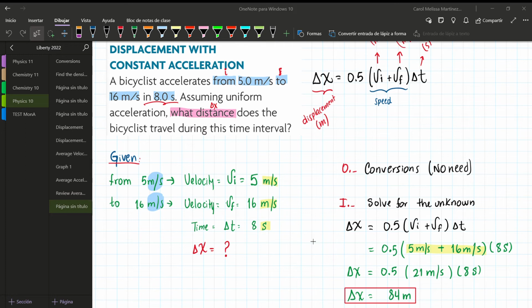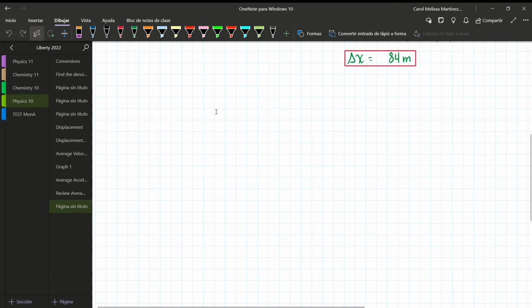Now, sometimes the problems are going to ask you something different. Sometimes it's going to ask you to find the seconds, and some other times it's going to ask you to find any of the velocities. So what do you have to do? You have to isolate. From this equation, you can work with these isolations, okay? Take a look. This is an equation already given for delta x, okay?